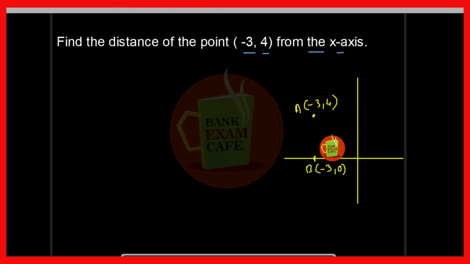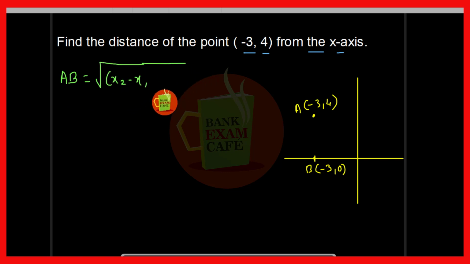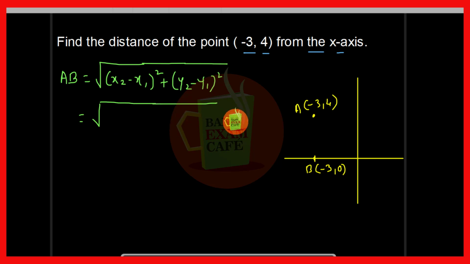Here we have to find the distance AB by the distance formula, and therefore AB is equal to the square root of (x2 minus x1) whole square plus (y2 minus y1) whole square, which is equal to the square root of (x2 minus x1, that is -3 minus -3, that will be plus 3). So it will be (-3 plus 3) whole square plus (y2 minus y1, that is 4 minus 0) whole square.